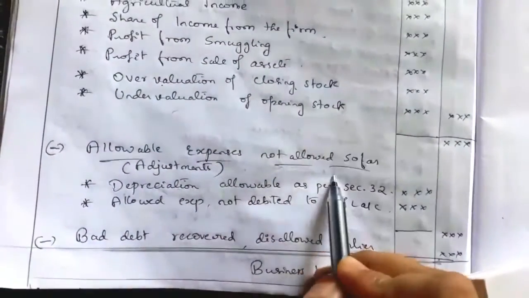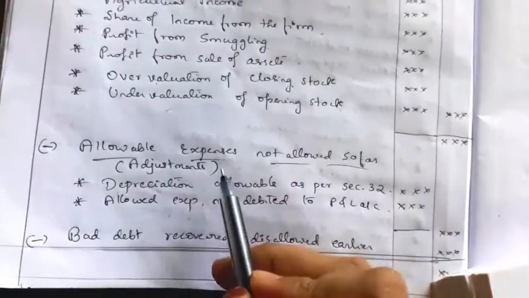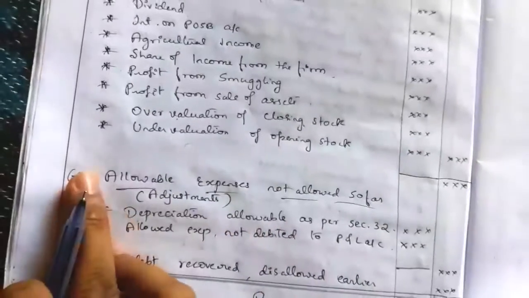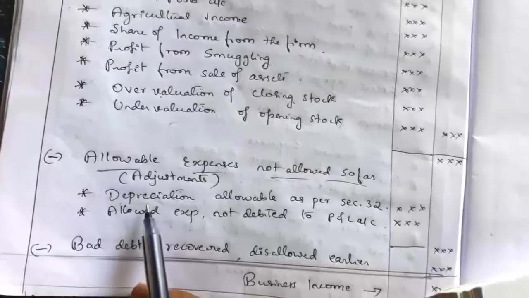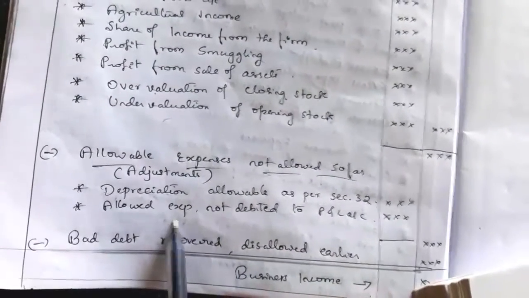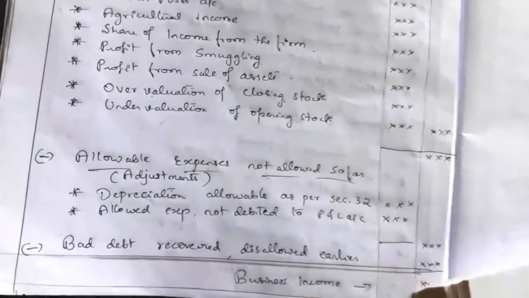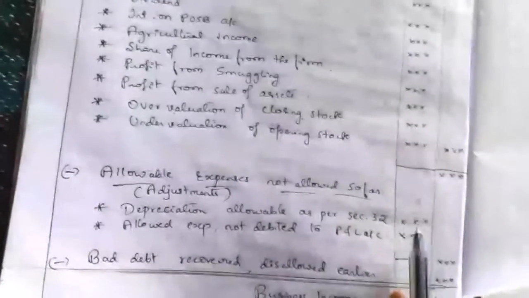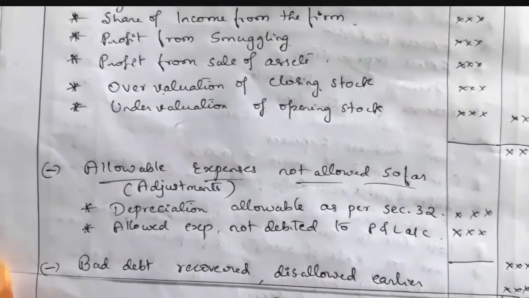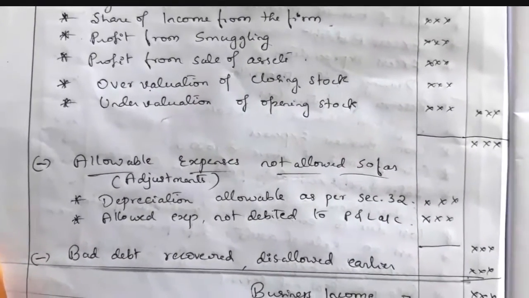That's why allowable expenses which are not recorded so far will be available in the adjustment, and we have to deduct them. For example, we can take depreciation allowable as per section 32, or any allowable expenses not debited to profit and loss. If they are given in the question, then we have to deduct them. The next one is bad debt recovered and disallowed earlier, which should be deducted.